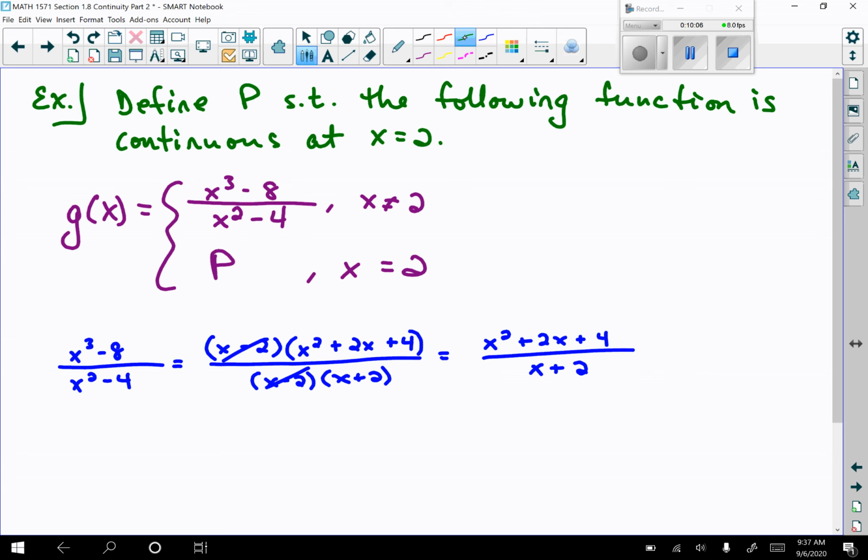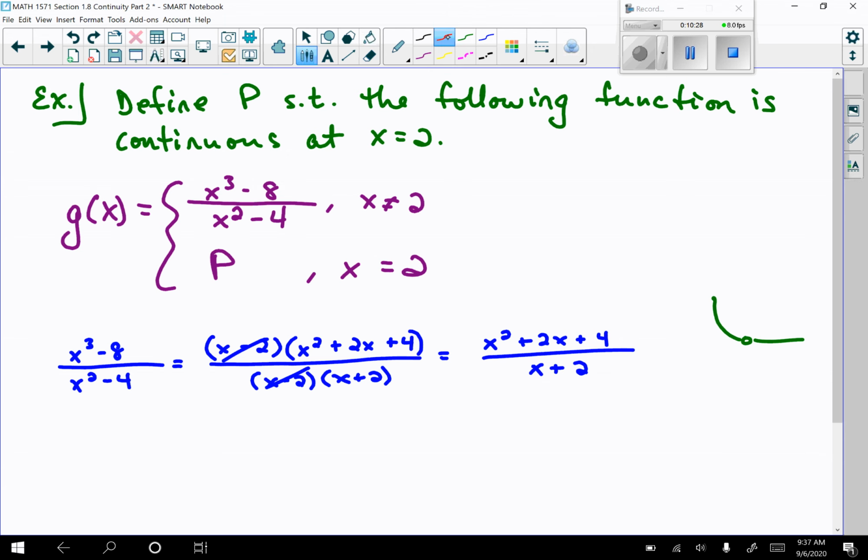So what we have to do is figure out a value of p when x is equal to 2. So imagine whatever this would graph, we would just have a hole. So I'm just going to draw a piece of it. So if we have something that maybe looks like this, and right here at 2 we have a hole, we need to just fill that in. So that's what we're going to do.